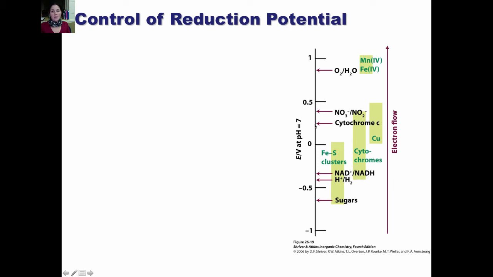Cytochrome C, this is actually a copper center that's going to change oxidation state. So for this, we're talking about copper 1 and copper 2. And here's nitrate and nitrite, and dioxygen and water. Oxygen here is your oxidized form, and water is reduced. So we're increasing reduction potential here.